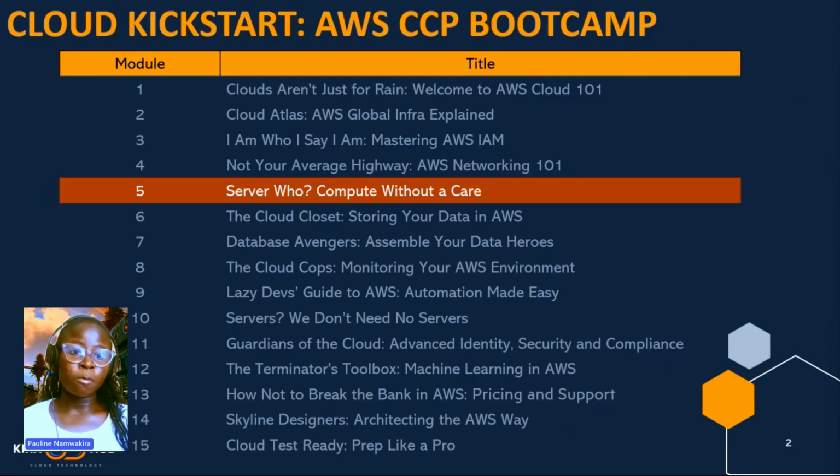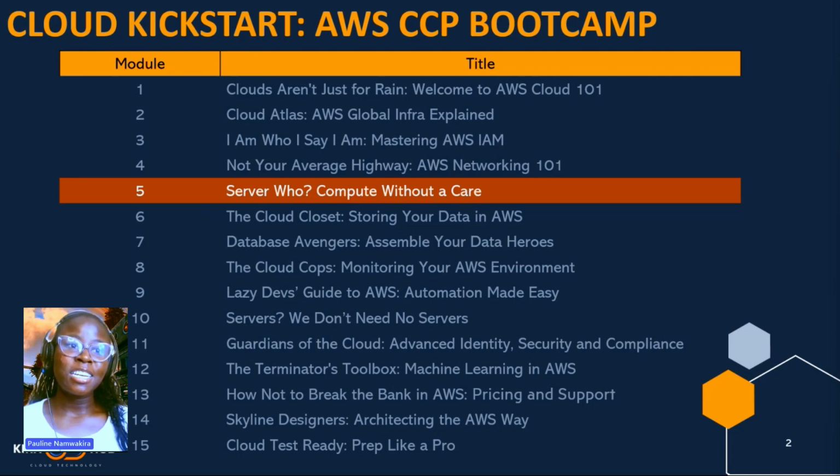So right now we are in module 5, who manages the servers in the cloud. And yeah, compute without a care. We started out with an introduction to cloud, the AWS global infrastructure, identity and access management in AWS. Our last video was how to set up our network, so AWS networking. Now servers in the cloud. So what type of compute services do we have and how can we utilize them in the cloud?